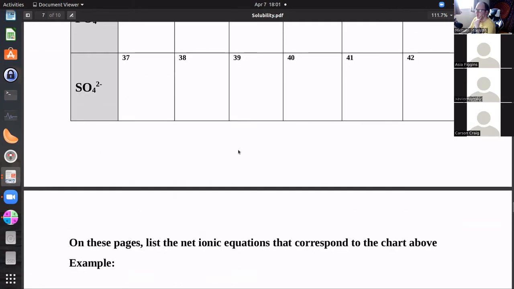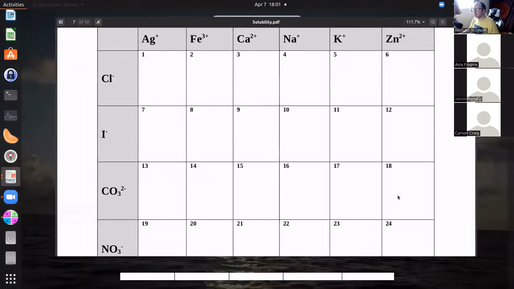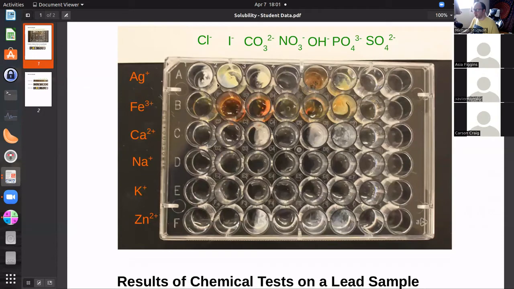So what we want to do is make a note in this table of each one that's going to form a precipitate, and we want to have some little description of what that precipitate looks like. And in order to do that, I provided you guys with an image here that's going to show you all of the different reactions when they're mixed together. So this whole row right here is silver. This whole column is chloride. So our silver chloride is right here. And we can see that that makes like a little white precipitate.